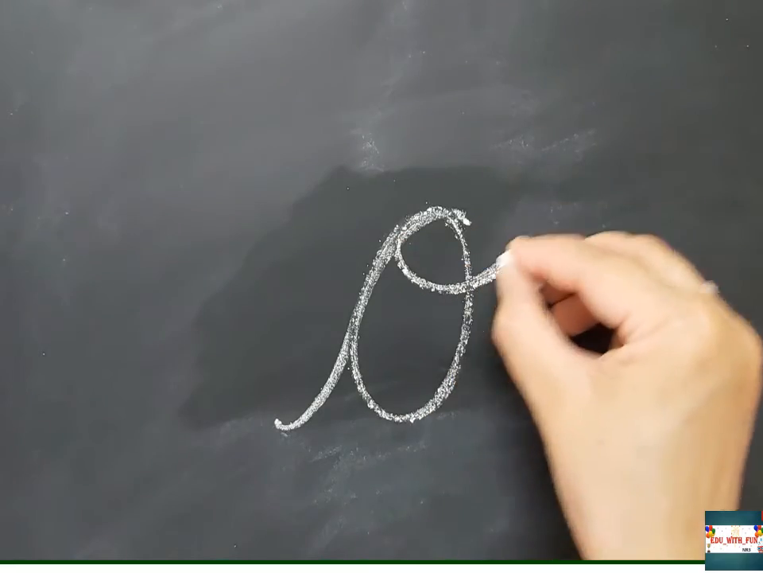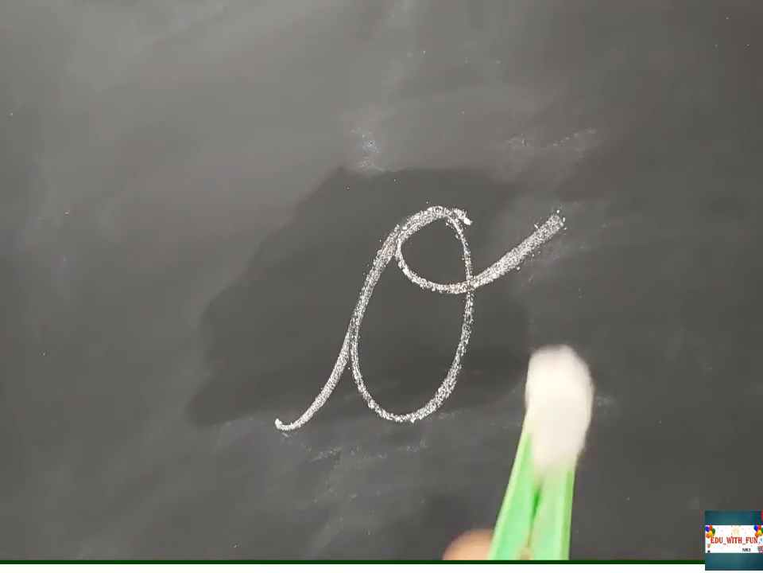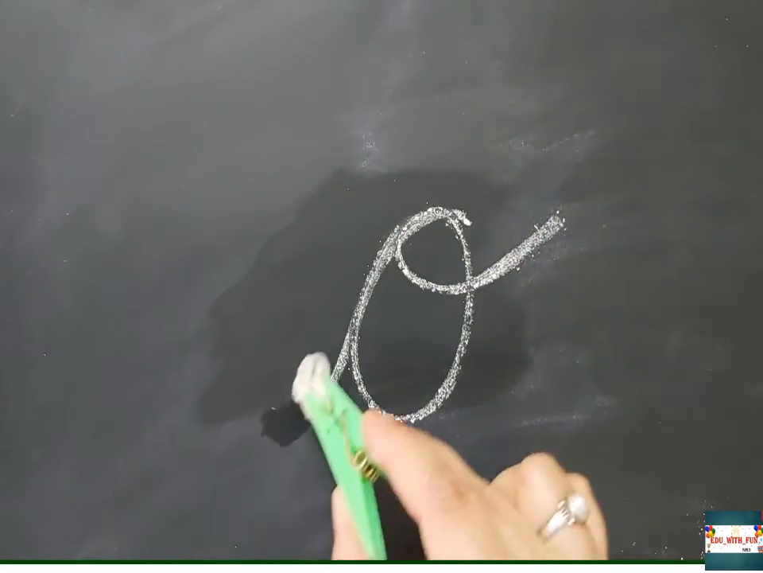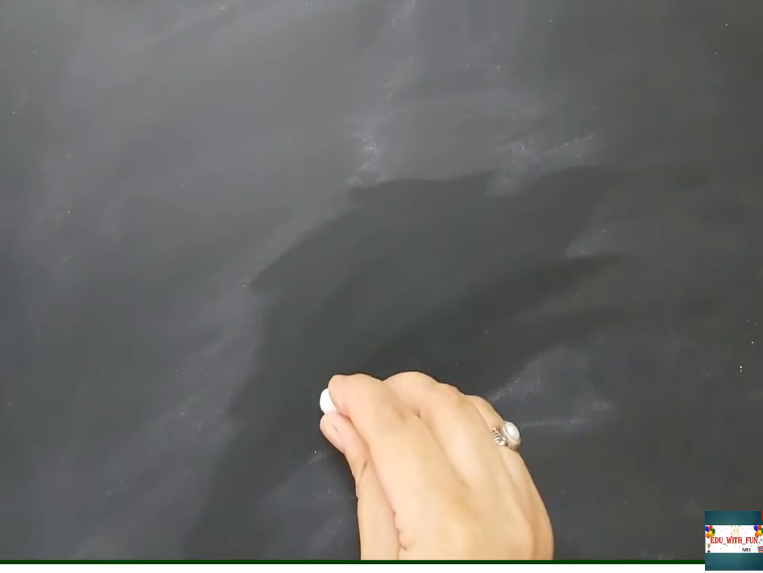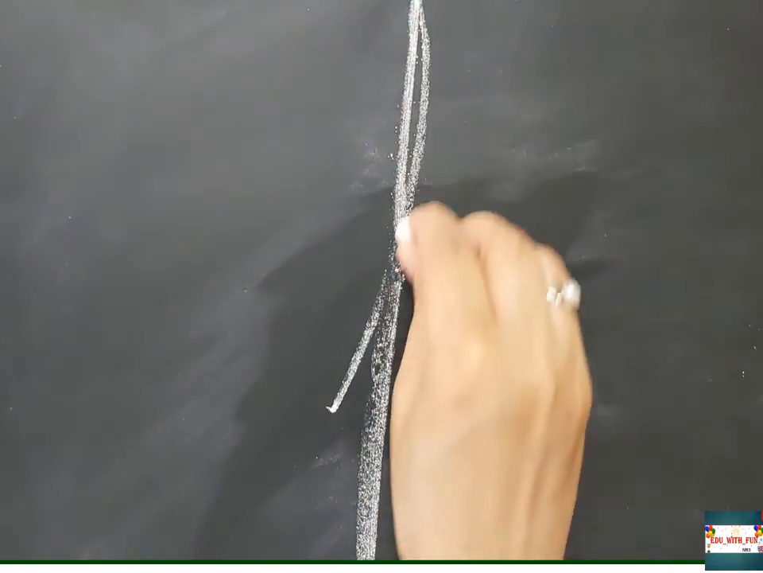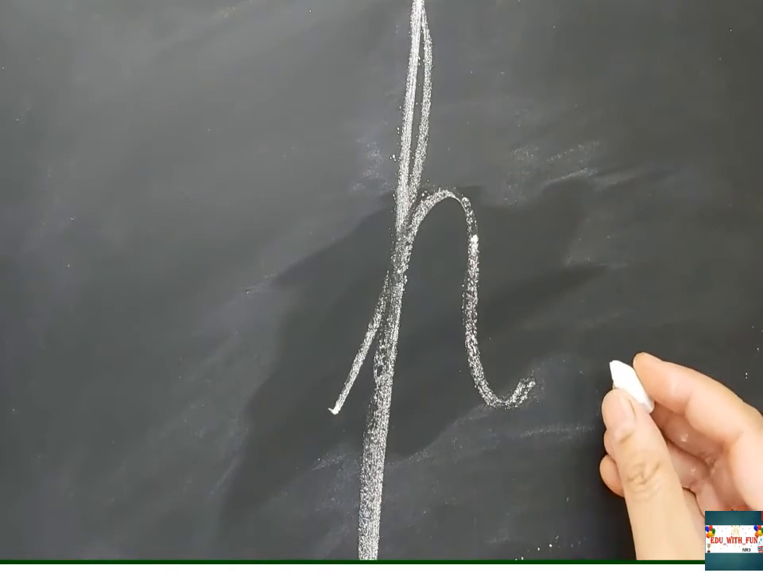Now O is also very easy. You can make some song also. You can sing some song like, it's a curve, it's a curve. It goes up and down and makes a loop. It's up to you how you write.